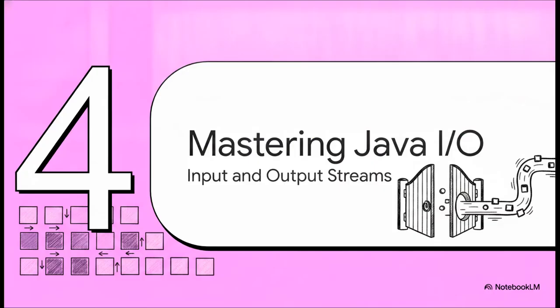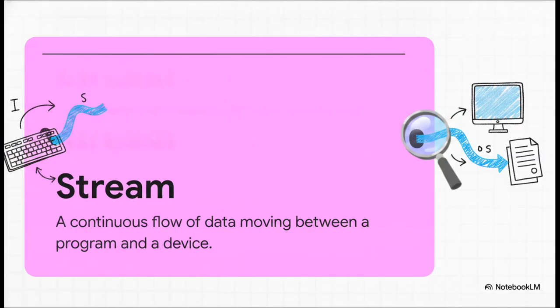All right, on to part 4, mastering Java I/O streams. So what exactly is a stream? In Java, it's a continuous flow of data. Input streams handle data that's trickling in from devices, like your keyboard, while output streams push all that processed data out to files or your screen. It is fundamentally how Java communicates with the outside world.